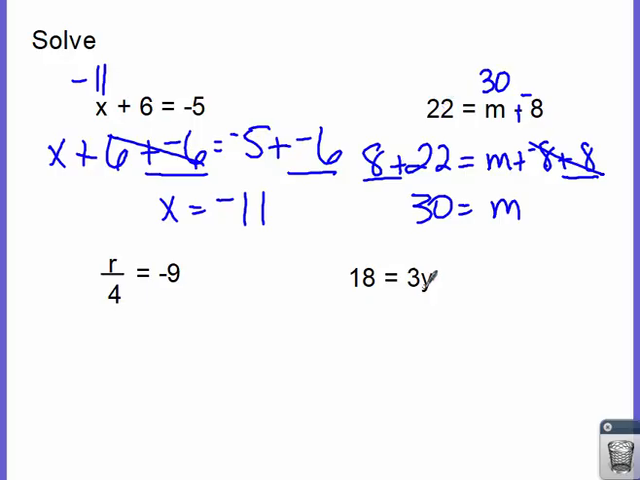Okay, we've got two other types of problems that we're going to do, and I'm going to work them kind of circular. I'm going to work this 18 is equal to 3y first. Now this is what we call a multiply problem, because I have a multiply by 3.